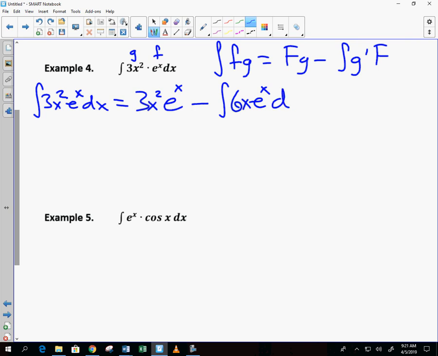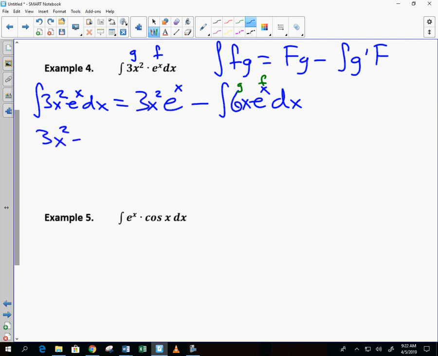Yeah, so Chris sees it. We don't know that antiderivative. It's another integration by parts, isn't it? So I'm going to have to decide which one's F and which one's G. So we'll do it again.